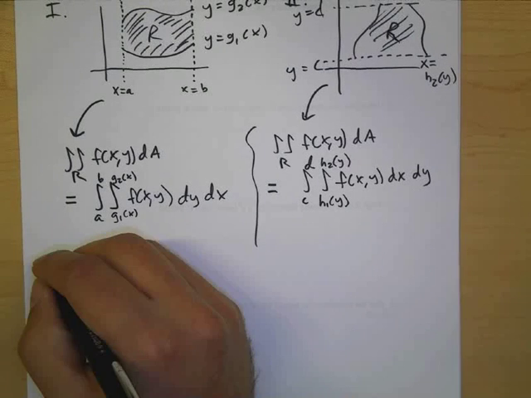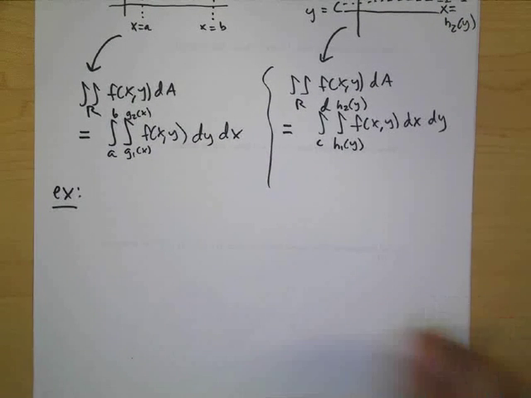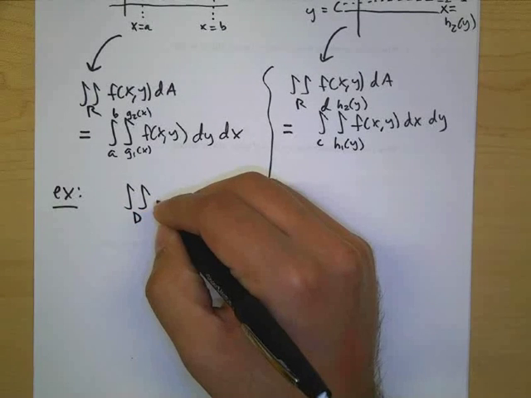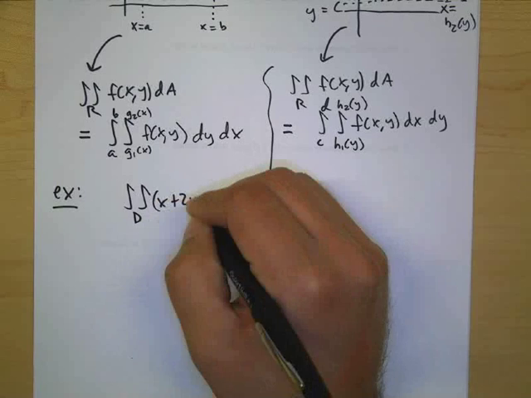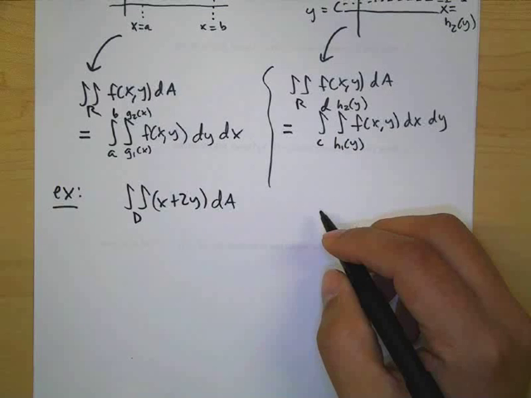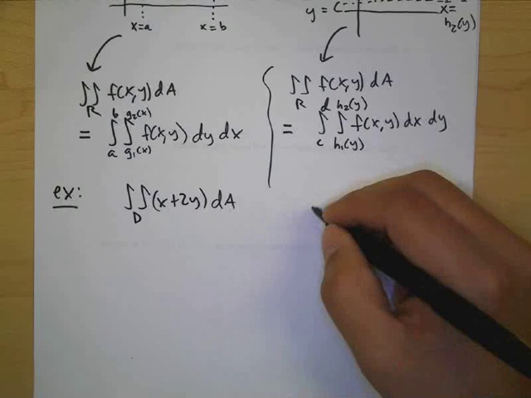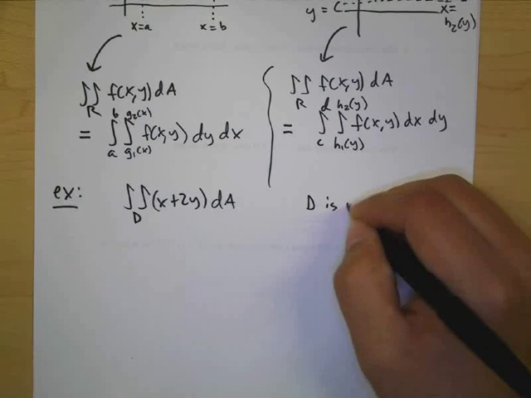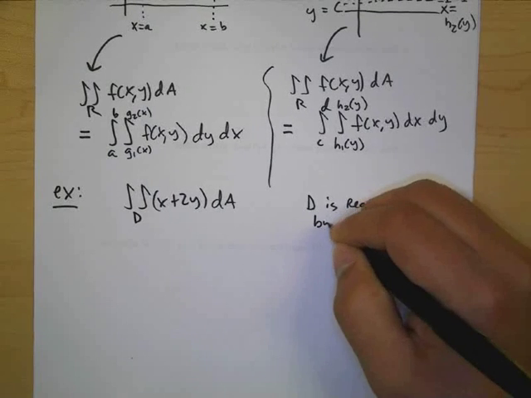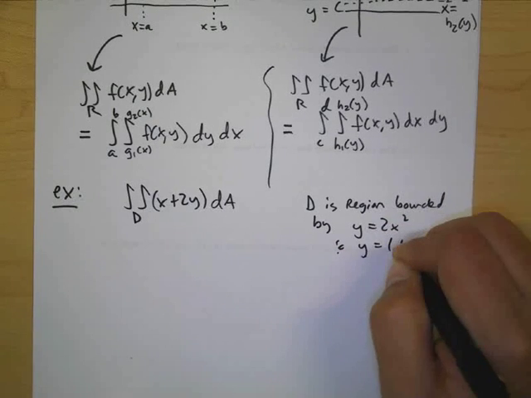So let's do an example. Let's say we want to evaluate the double integral of x plus 2y dA over region D. D is the region bounded by y equals 2x squared and y equals 1 plus x squared.